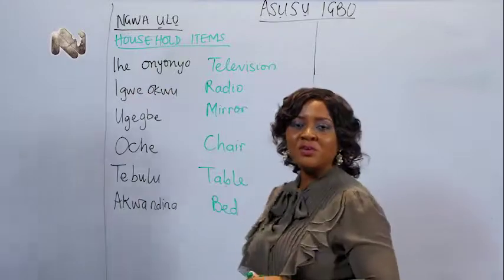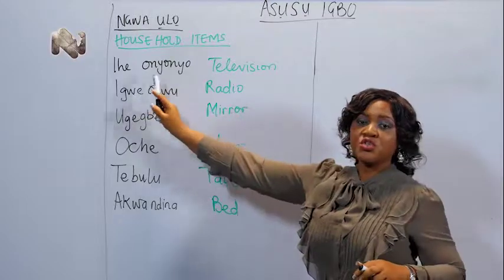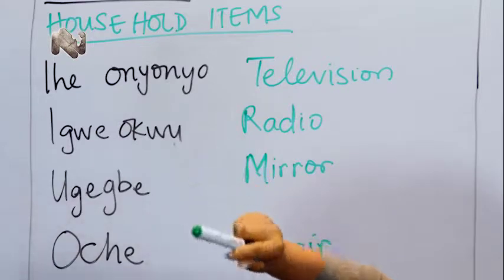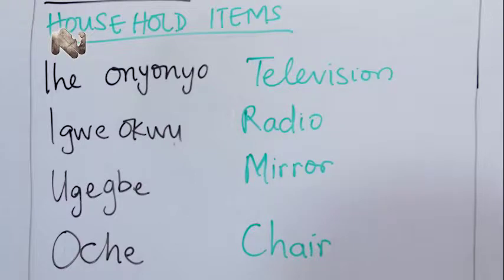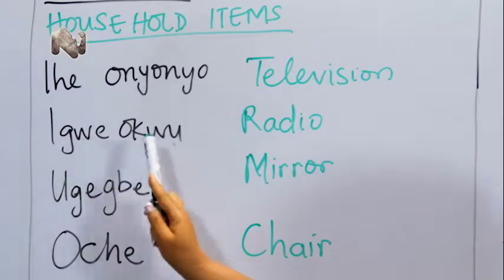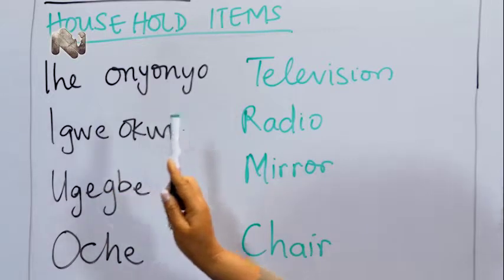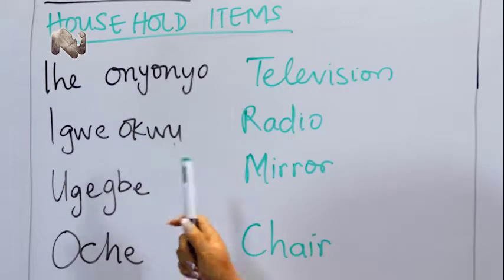Now let's look at the board. I started with television. It's called ihe onyonyo. Could you please say it after me? Ihe onyonyo. The second one is radio. Radio is called igwe okwu. Let's say it together. Igwe okwu. The third one is mirror. We all have mirrors in our homes. Mirror means ugebe.